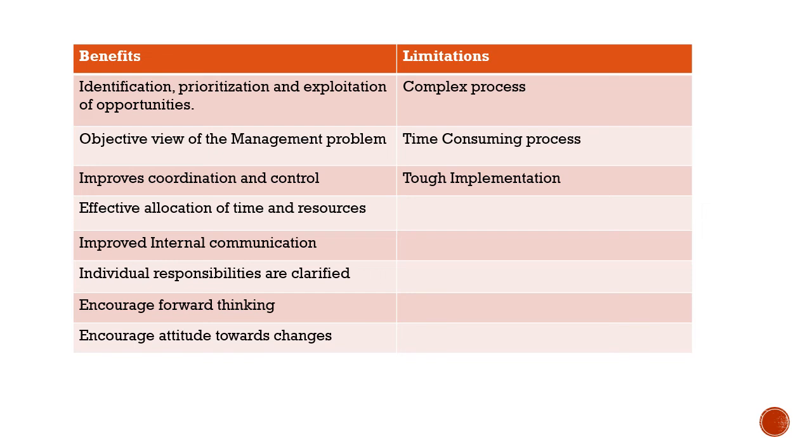First of all, it's the identification, prioritization, and exploitation of opportunities. This process helps the company identify what opportunities are available, prioritize them from most important to least important, and make use of these available opportunities, grab these opportunities and use them at the right time.